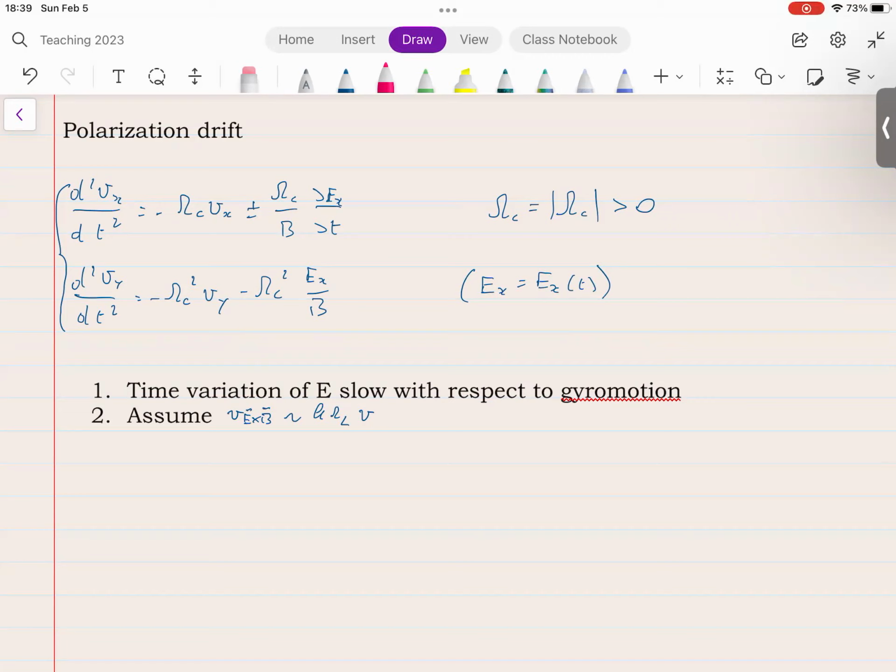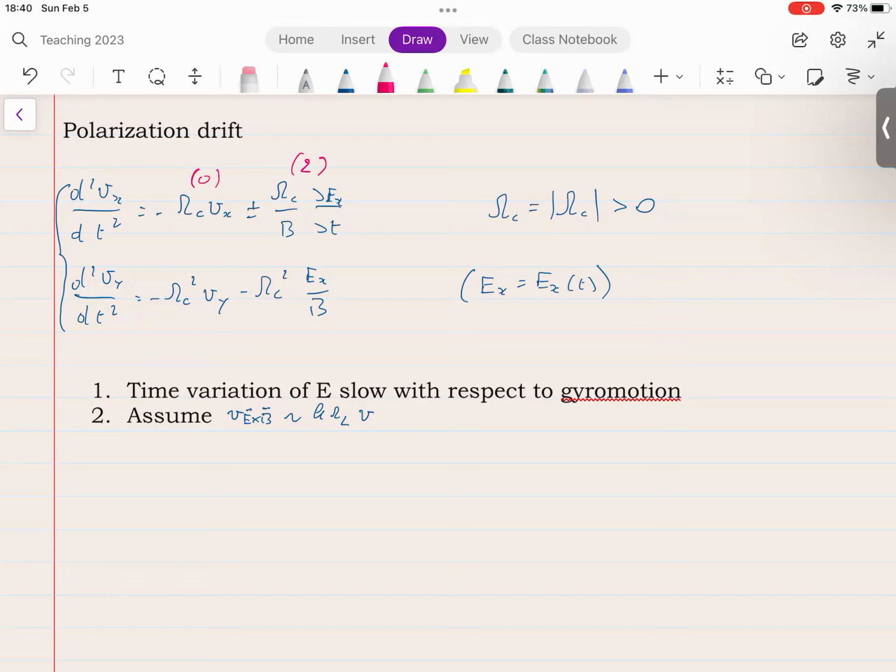So because of the assumptions I'm making, E over B is of higher order than the velocity itself, and omega c is of higher order. The derivative with respect to time is of higher order than omega c. So that gives me two orders with respect to omega c. And while this term is of order 0, this is of order 2.